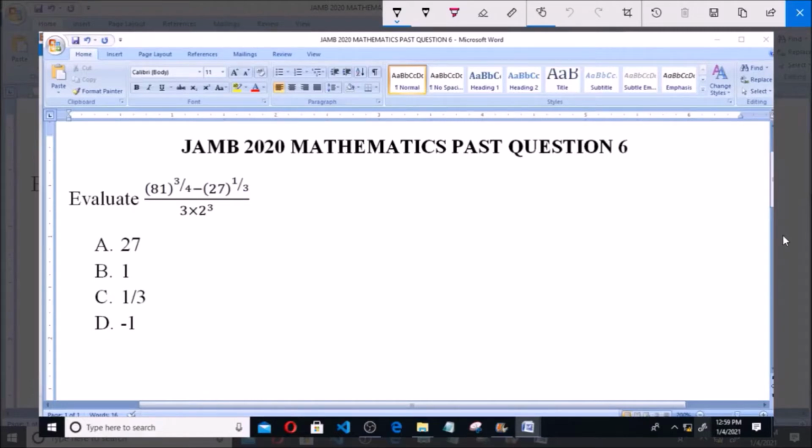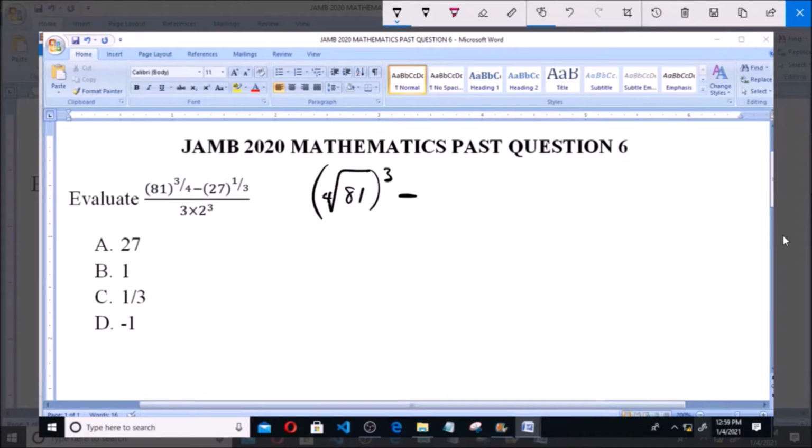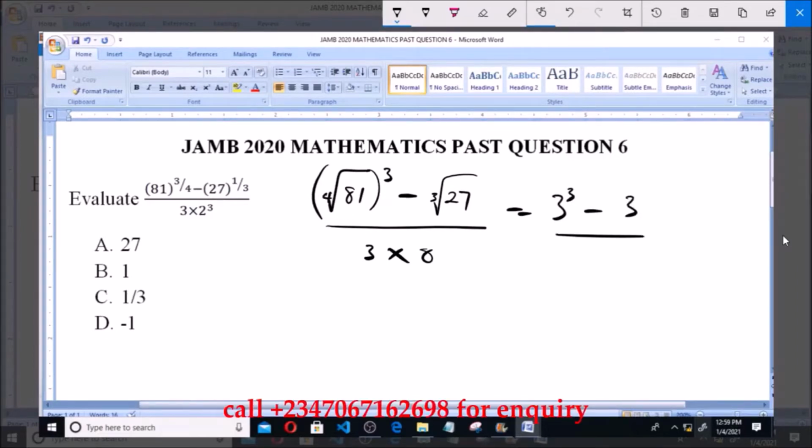Now, breaking this down, we have 81 raised to the power of 1 over 4. From indices, this simply represents the 4th root of 81, raised to the power of 3. Minus 27 raised to the power of 1 over 3 simply means the cube root of 27, all over 3 multiplied by 2 raised to the power of 3, which will give us 8. Now, the 4th root of 81 is equal to 3. So we have 3 raised to the power of 3 minus the cube root of 27, which is 3, all over 3 times 8, which is 24.